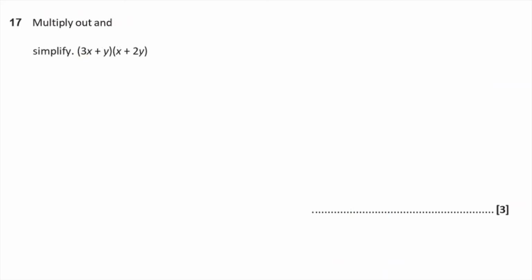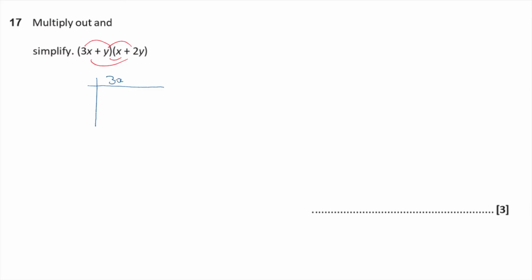Question 17. Multiply out and simplify 3x plus 7 times x plus 2y. Okay? Now, I know students like to just do 2 eyebrows, a nose and a mouth, or FOIL to multiply these out, but often students miss terms out when they multiply, and I always recommend actually doing it on a grid. Okay, and then you know that you're not going to miss any of the terms out.